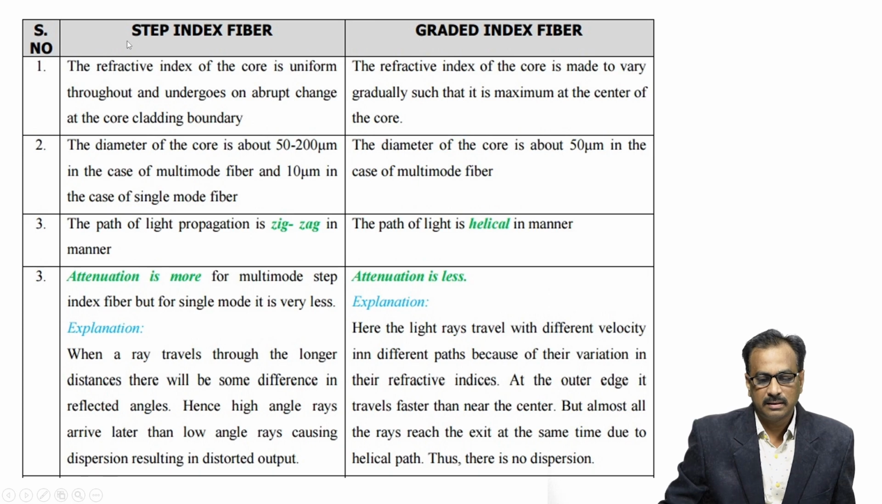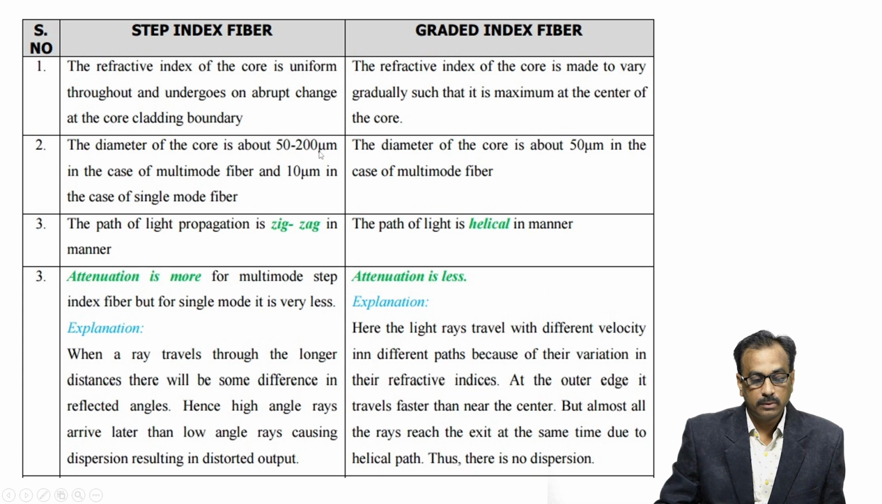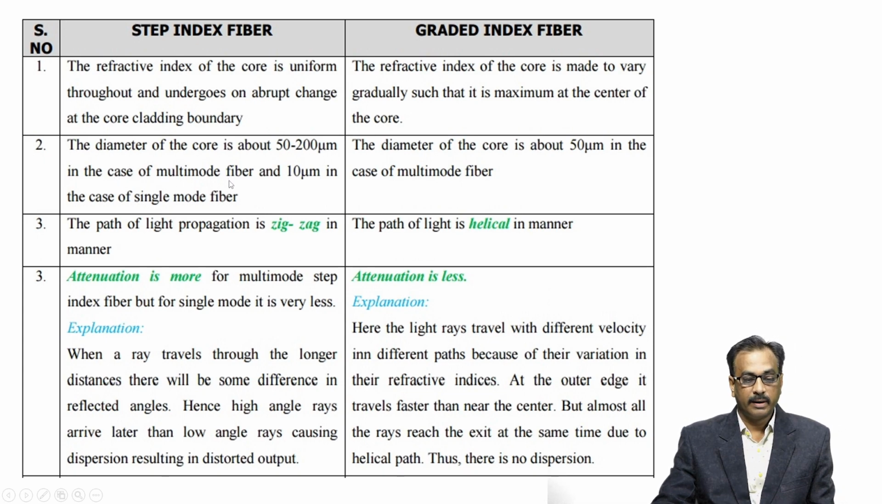This is the comparison between the step index and graded index optical fiber. In a step index fiber, the refractive index of the core is uniform throughout and undergoes an abrupt change at the core-cladding boundary. In a graded index optical fiber, the refractive index of the core is made to vary gradually such that it is maximum at the center of the core. The diameter of the core in a step index fiber is 50 to 200 micrometers in the case of a multi-mode fiber and 10 micrometers in the case of a single mode fiber.